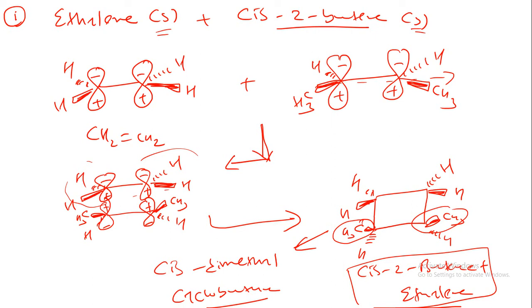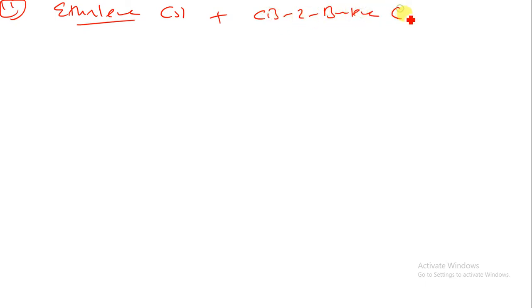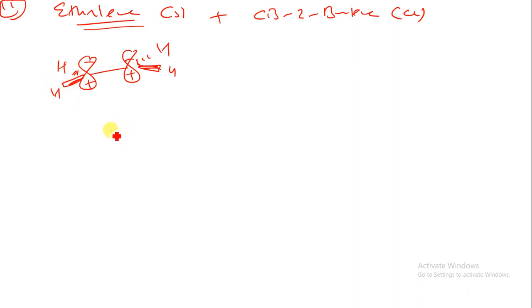Now let us understand one more example this way. Suppose ethylene in a suprafacial shift and cis-2-butene in an antarafacial shift. So what will happen over here? I have to write minus plus, minus plus, with hydrogen as it is. I can directly write the cis-2-butene in antarafacial shift, so minus plus, and over here plus minus.